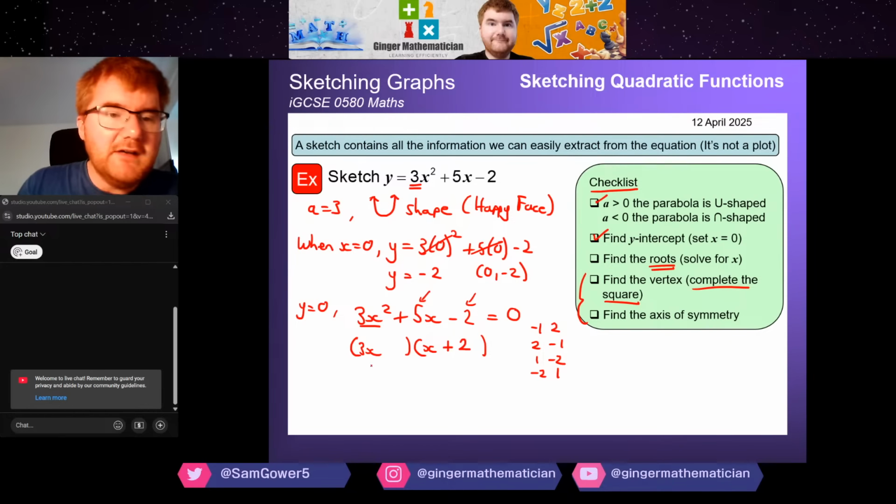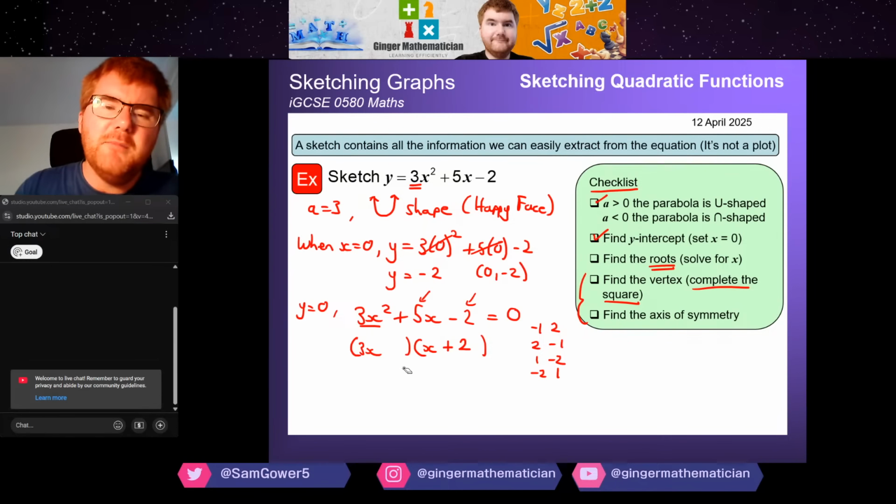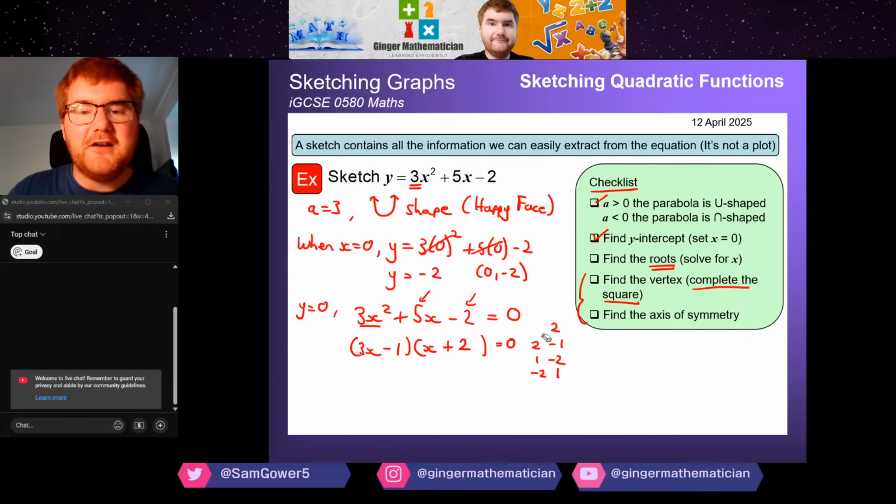Notice when I do FOIL, expanding the bracket out, 3x times plus 2 is 6x. So I'm using this middle term to help me get an idea of exactly what should go in the bracket. If this is plus 2, then this has to be minus 1. Now, if you're not happy with that and wonder whether that could actually be correct, we can always double check this by expanding the bracket.